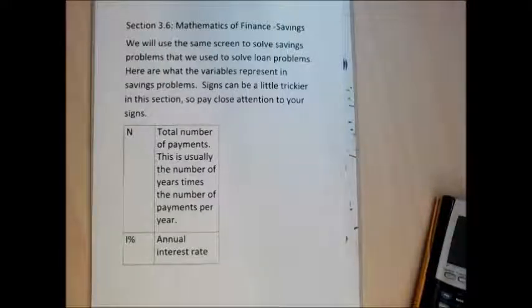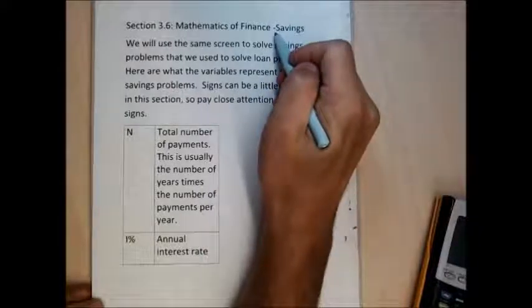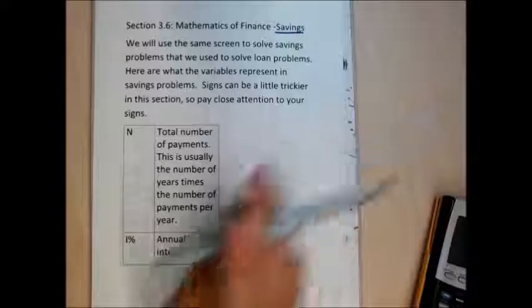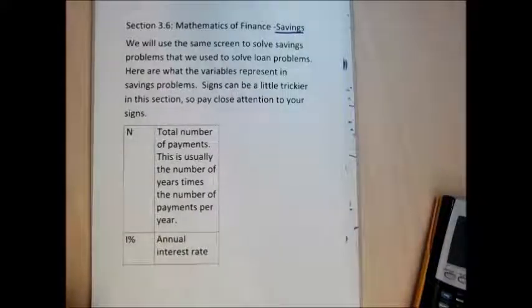All right, so in section 3.6, the last section of chapter 3, we do more money problems, and instead of doing loans, we're going to do savings. Savings problems are a little more complicated, specifically because the signs of the dollar amounts sometimes become important, and the PY and the CY aren't always going to be the same.